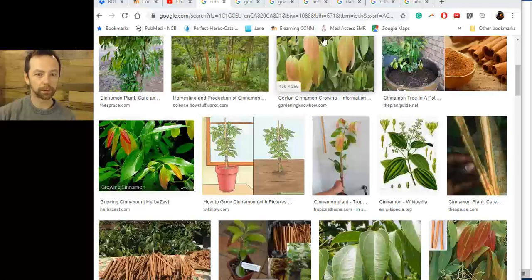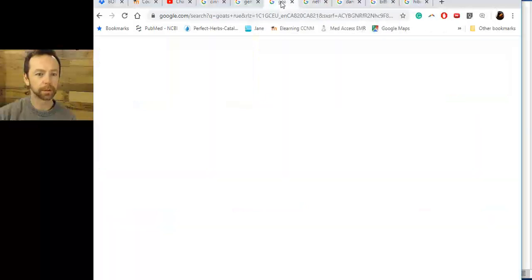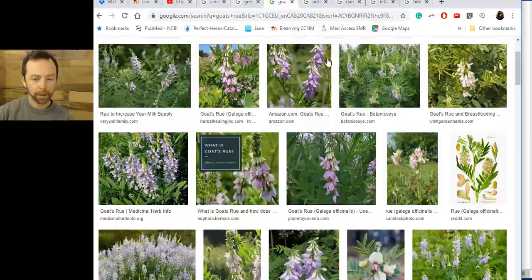So coming over here. Where have we got it? That's bitter melon, hibiscus. There's our goat's rue, Galiga. This one I recognize. I can't say I've gone out into the woods and said, oh, there's goat's rue. But when I see the pictures here, I say, oh, yeah, I've seen that one.